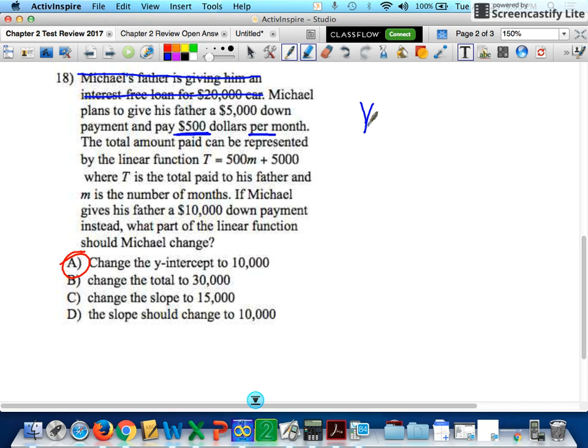So that equation would be y equals 500, because that's our slope, our rate, times x, plus whatever the down payment was, which was 5,000. Just another extra little quick lesson in creating these equations. You did not need that on 18, but it will come in handy to know that for those last couple problems on the page.